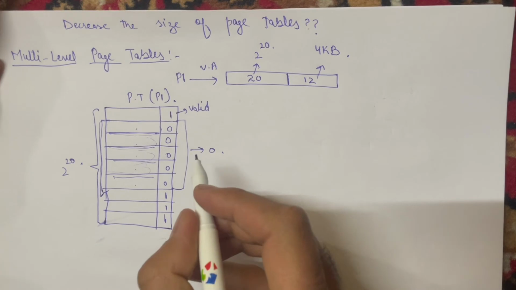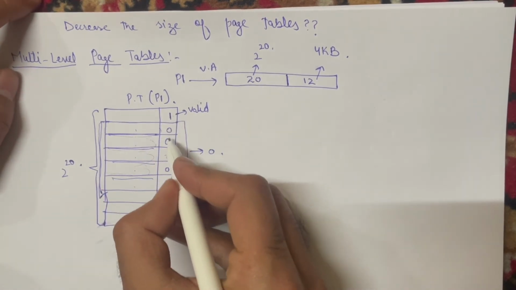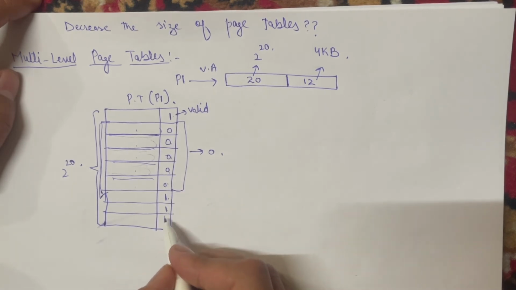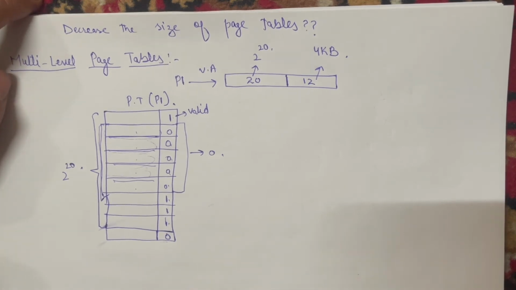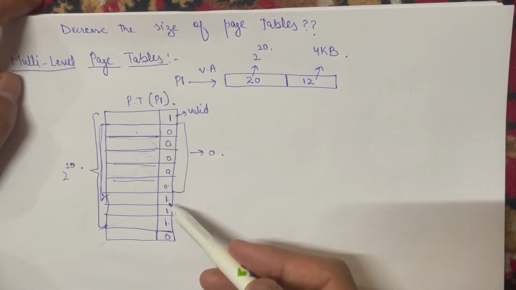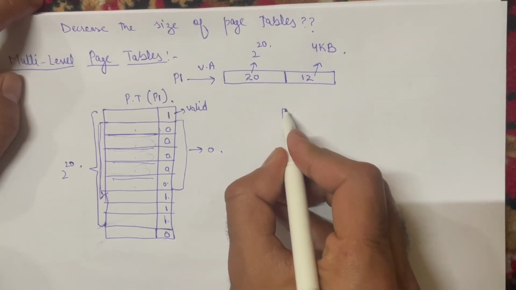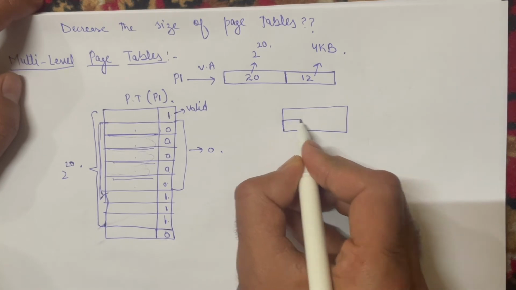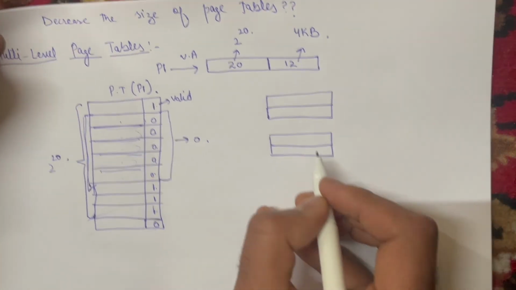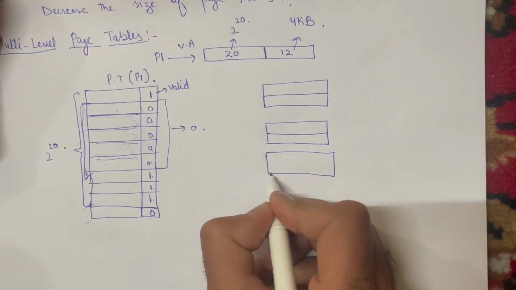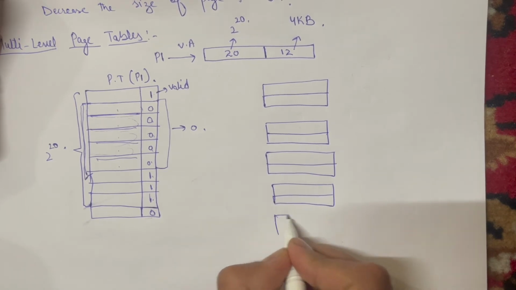How? For example, let's say this page table has 10 entries, numbered 0 to 9. Let me divide this page table into 5 different page tables of 2 entries each. So this is one page table, this is another page table, this is another, this is the fourth one, and this is the fifth one.